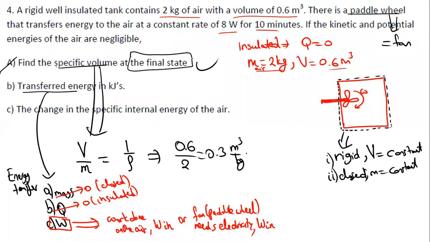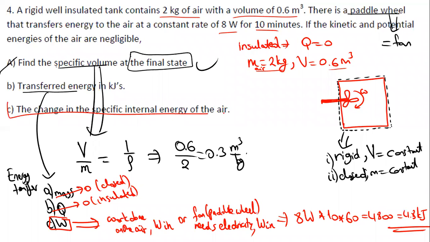And to find the energy for the paddle wheel, it will be 8 watts multiplied by 10 minutes, multiplied by 60 seconds. And overall, it will be 4800 joules, or 4.8 kilojoules. Okay, this is the work transfer to the system. Now the last part says the change in internal energy, specific internal energy of the air.